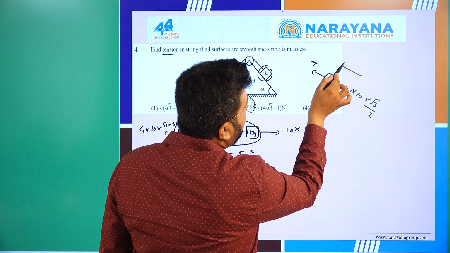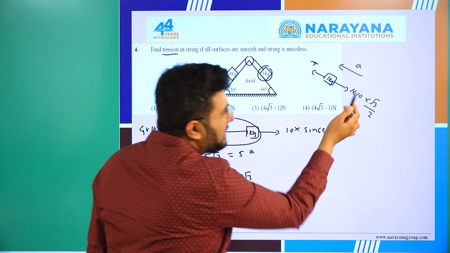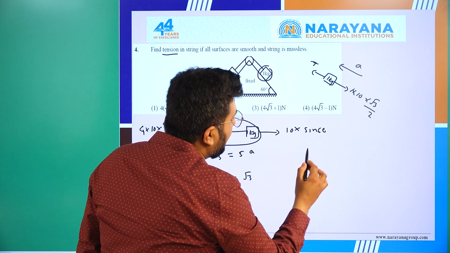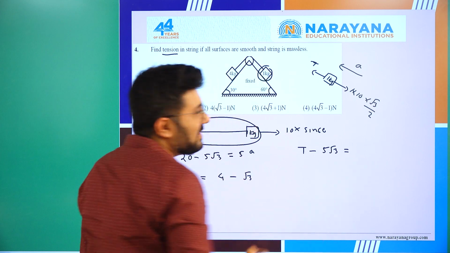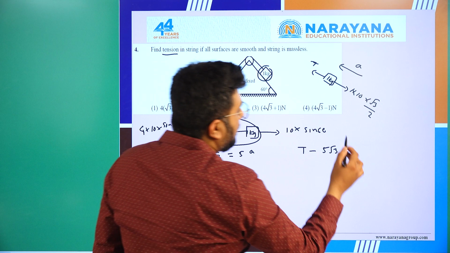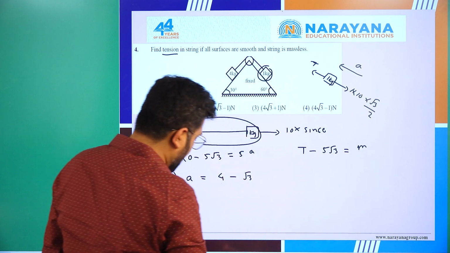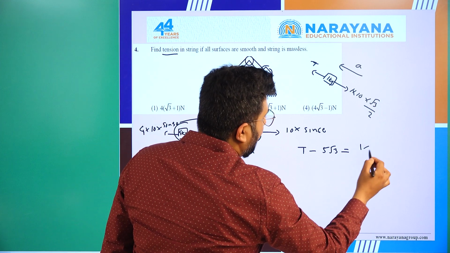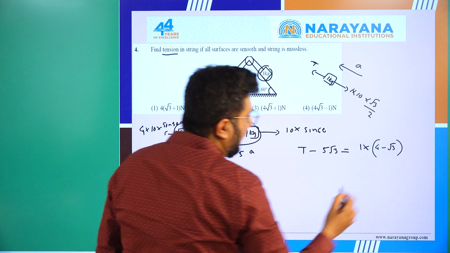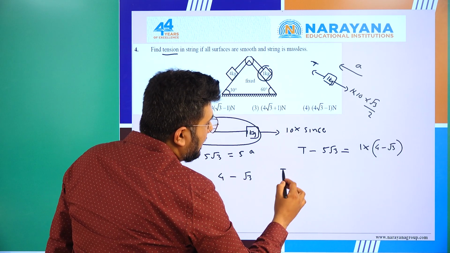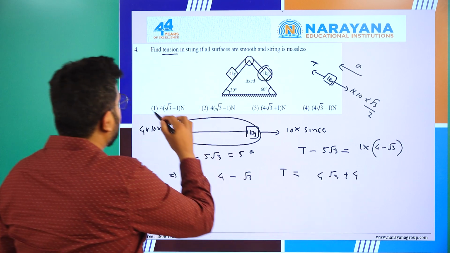Now the acceleration of the 1 kg block is in this direction. That means tension should be greater than the gravity. So I'll write T minus 5 root 3 should be equal to MA, where M is 1 and the acceleration which I have already calculated is 4 minus root 3, and from here I will get T equals 4 root 3 plus 4, and this will be the answer.